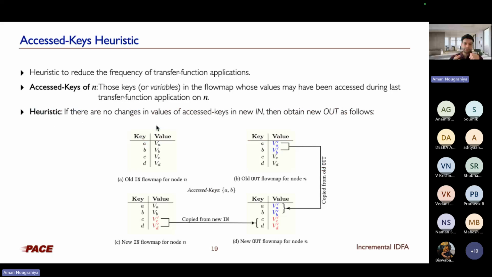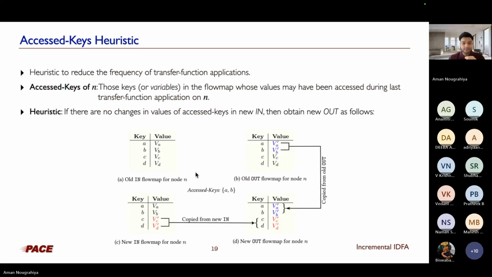Now the heuristic is something like this. Let's assume that the old inflow map for node n had keys A, B, C, D with these values. And the old outflow map, let's assume, had written values for A and B as VA prime and VB prime. And let's say there were no reads from C and D. As a result, the access keys are A and B. Now, when I'm processing this node n once again, let us assume that the new inflow map has new values for C and D, which are VC prime and VD prime.